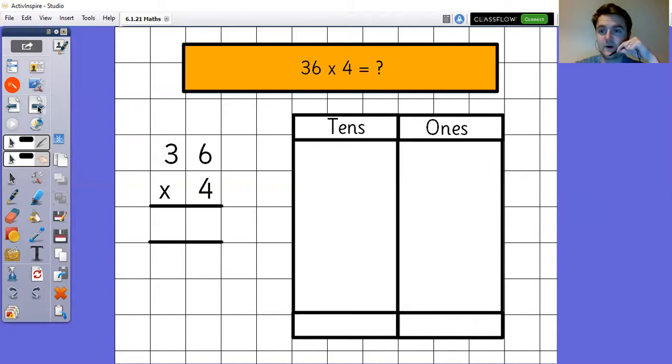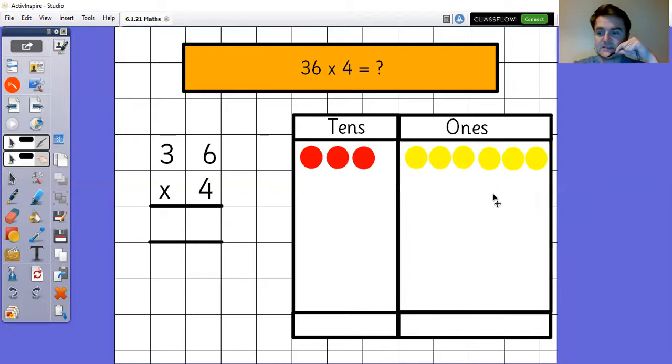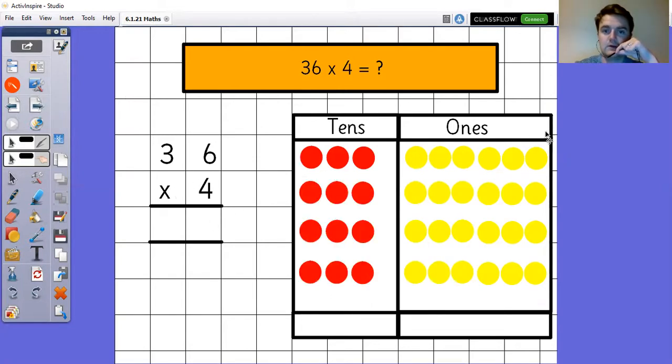And let's look at our final way, the physical representation of it. So I'm going to make 36 first of all. I needed to make the ones column slightly bigger for that, but you can see I've got 3 tens and 6 ones, and I need to do that 4 times. So there's 1, 2, 3, 4 lots of 36. Now I need to add them up.